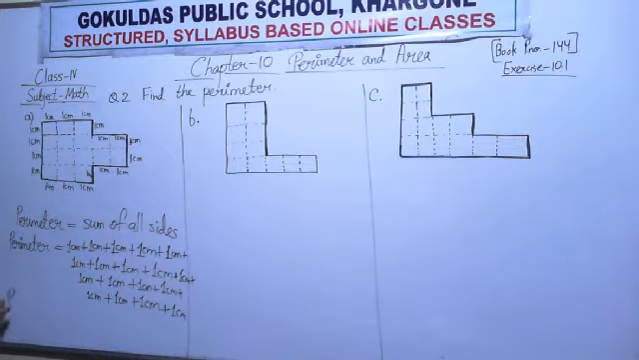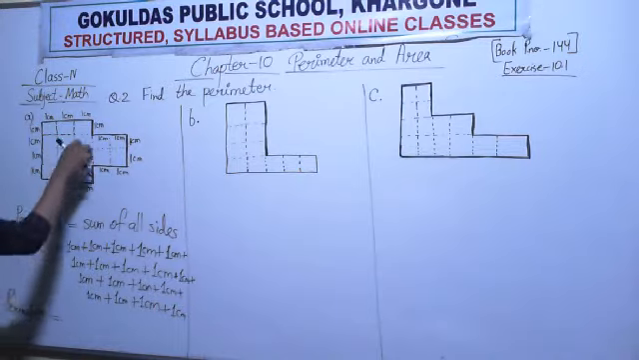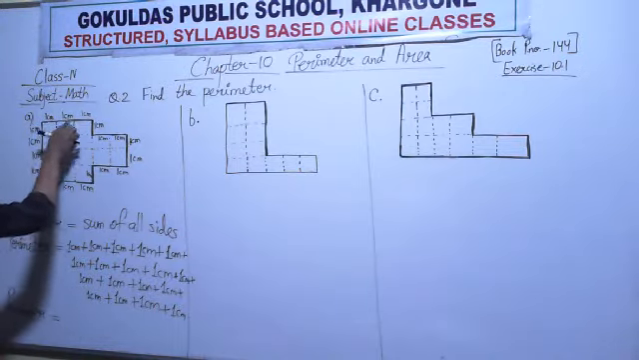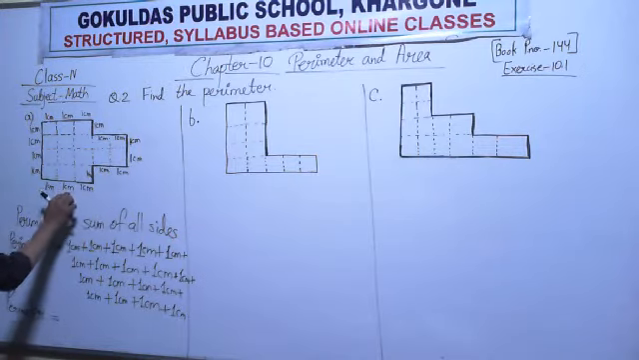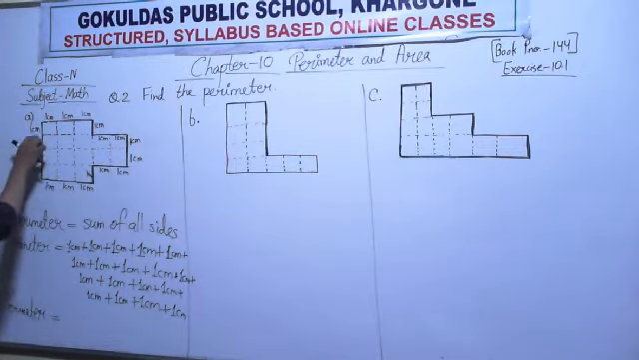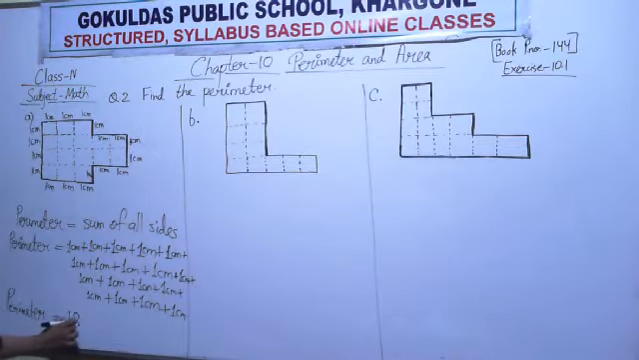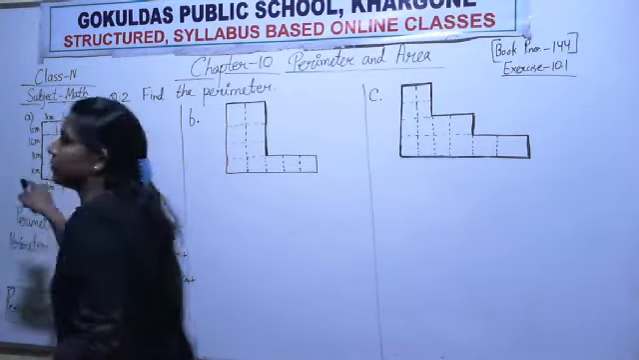Therefore perimeter is equal to total how many centimeters? 1 plus 1, 2, 3, 4, 5, 6, 7, 8, 9, 10, 11, 12, 13, 14, 15, 16, 17, 18. 18 centimeter. So the perimeter of the figure is 18 centimeter.